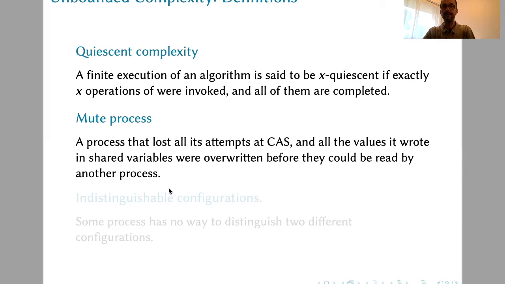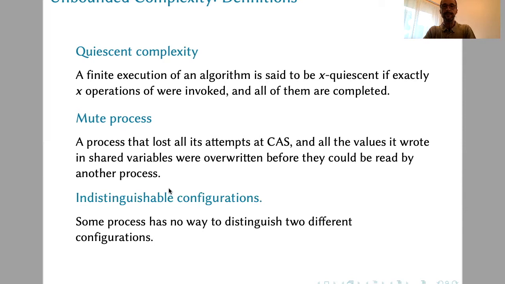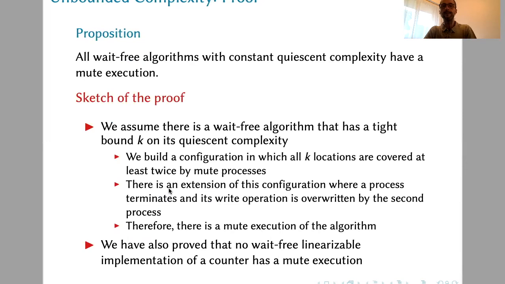And using this concept, we propose indistinguishable configurations. This means we have a system that may be in two states, what we call configurations, that some process cannot distinguish. And by this means, we prove the following proposition. All wait-free algorithms with constant quiescent complexity have a mute execution. So we consider wait-free algorithms, and we assume that they have a constant quiescent complexity. So we suppose that as it is constant, this algorithm has a tight bound K on its complexity.